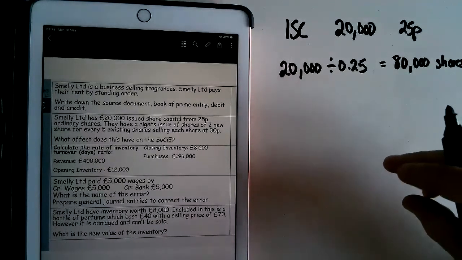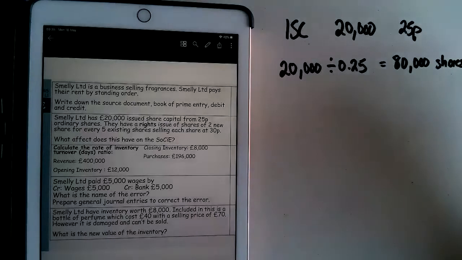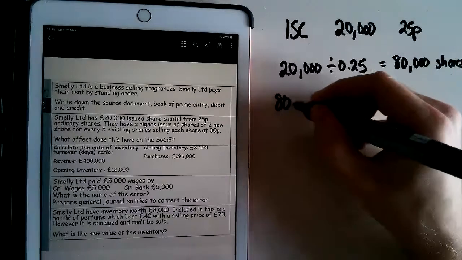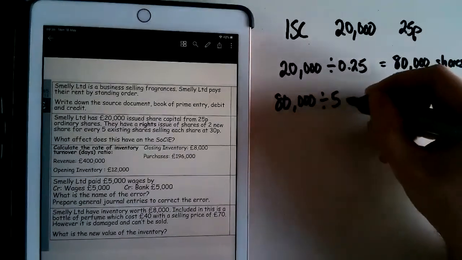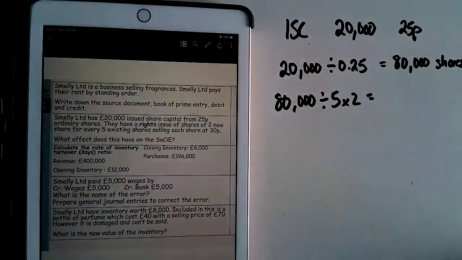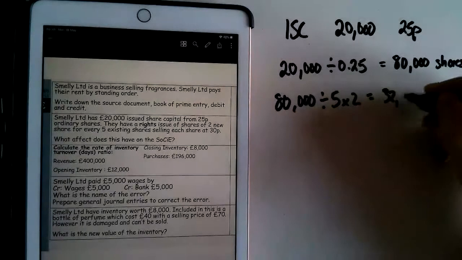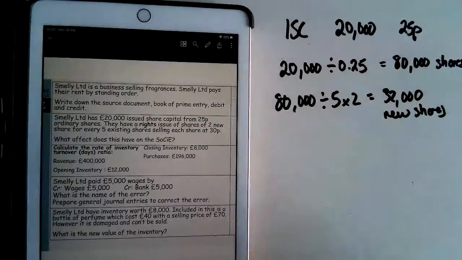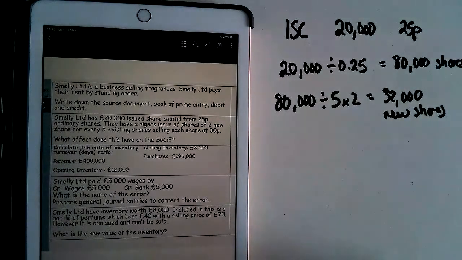They have a rights issue. So a rights issue is just like a normal issue, apart from they just issue to existing shareholders. 2 new shares for every 5 existing shares. So we do 80,000 divided by 5 times by 2, which gives us, if we use a calculator, 32,000 new shares. And it says these shares were selling at 30p.